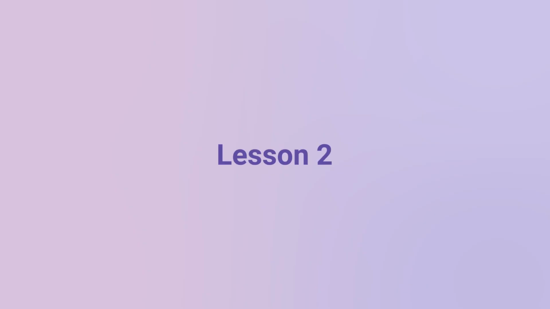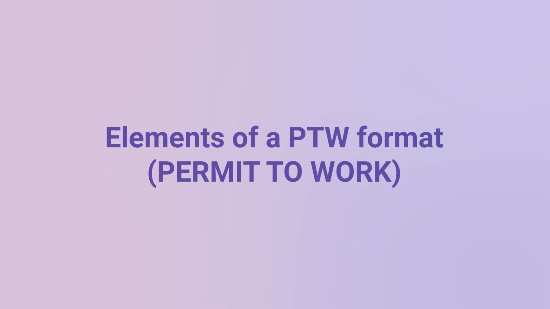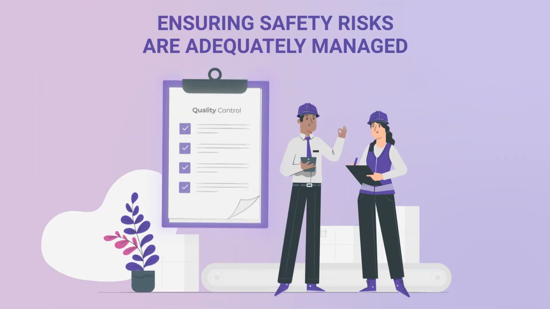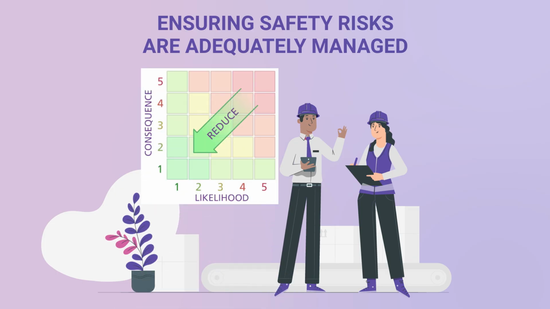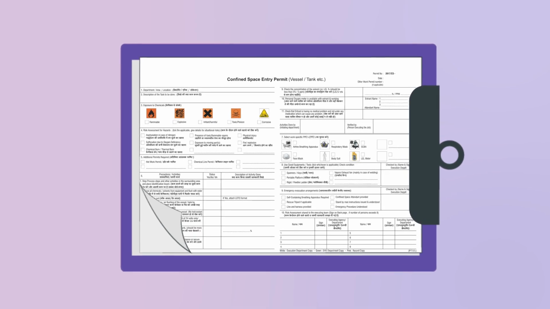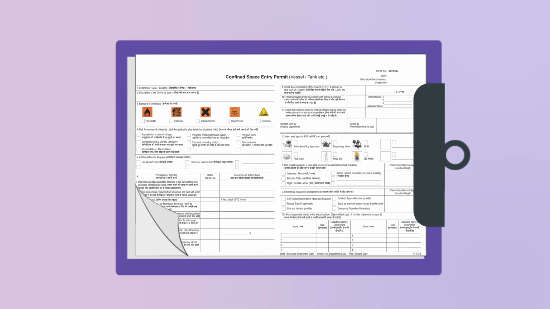Lesson 2. The elements of a PTW format. All learners watching this tutorial must know that the PTW must have the following 9 elements. This is to ensure that safety risks are adequately managed. Here is a detailed breakdown of the elements included in a PTW format.